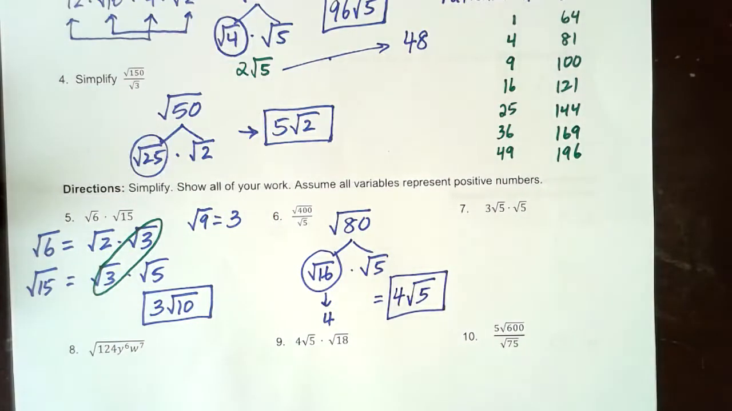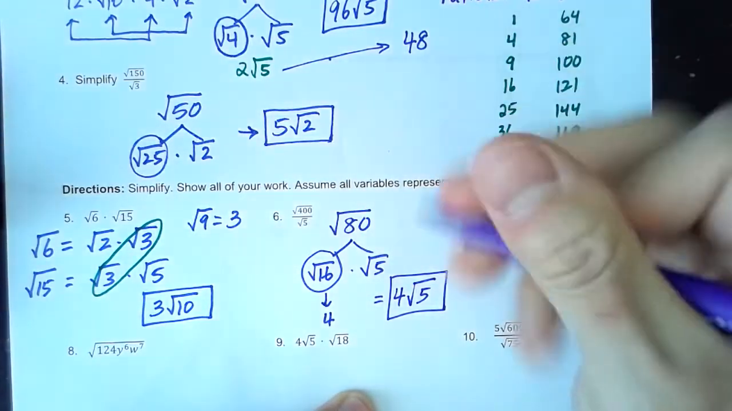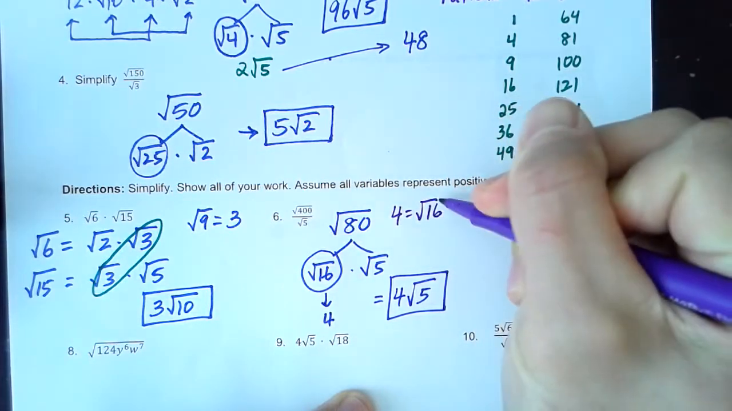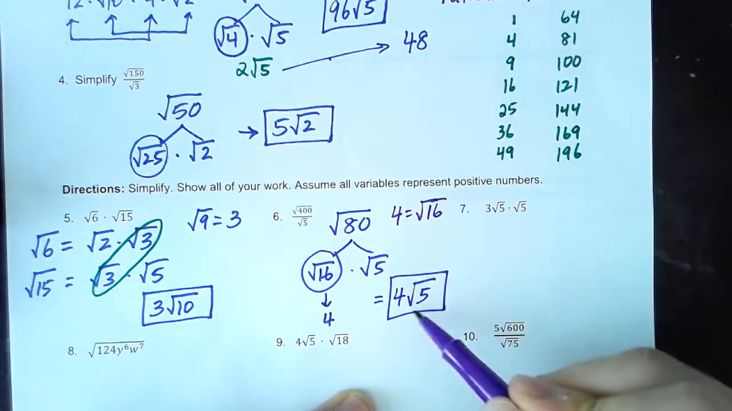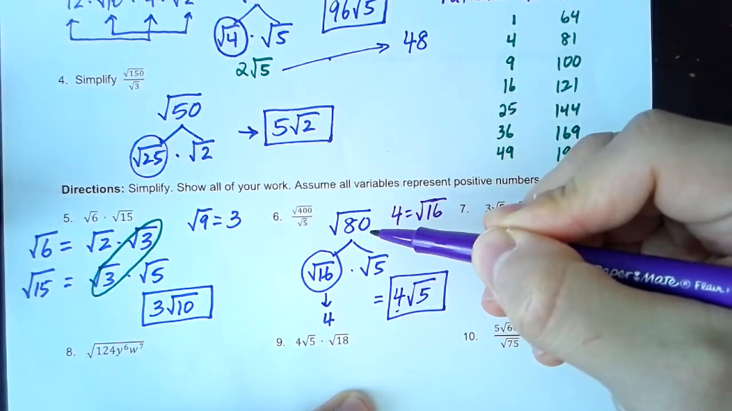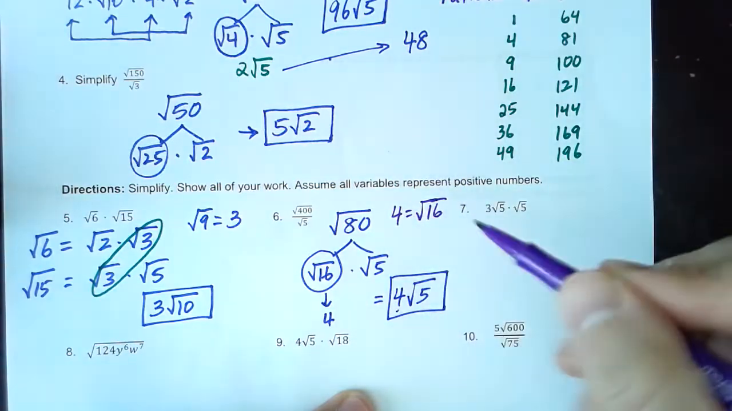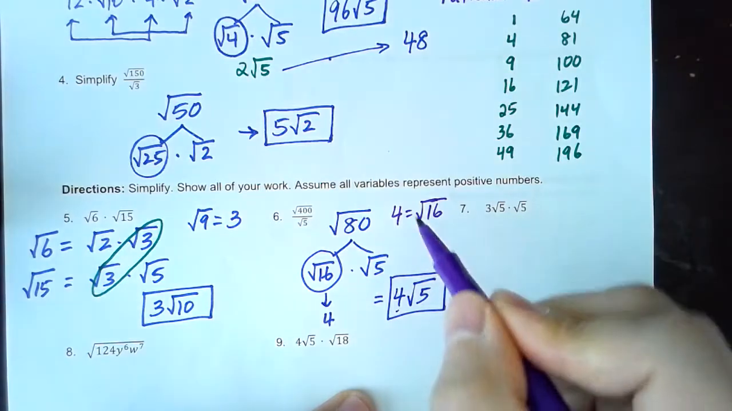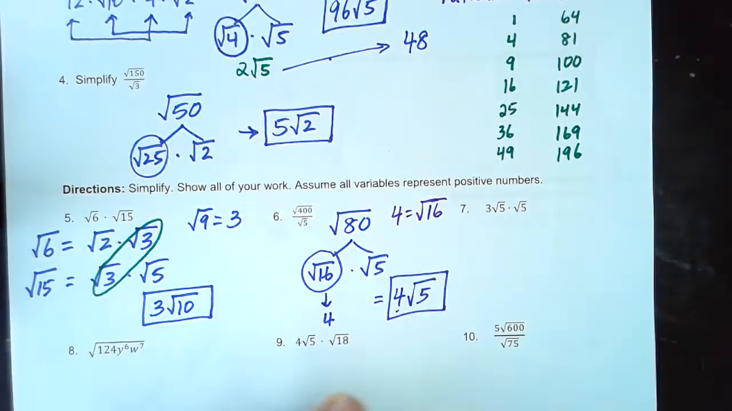Now, we could also just double check just to make sure we understand what's going on. We realize that the 4 is equal to the square root of 16. So the square root of 16 times the square root of 5 would indeed get me back to the square root of 80, right? You just always want to make sure, if I were to convert this number back to its square root form, is it going to give me the original 80?